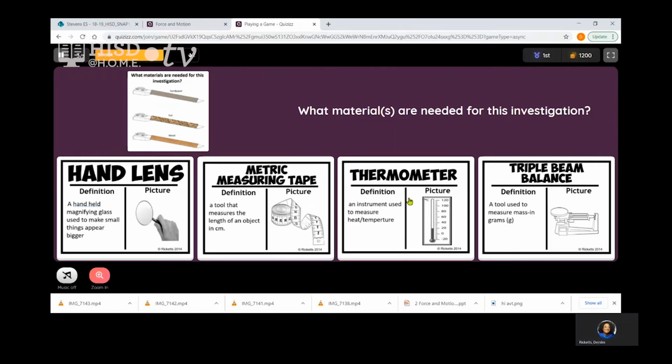A thermometer? No, that's temperature, that's heat. So it wouldn't be that. A triple beam balance, that measures mass. So it has to be the metric measuring tape because of the length. It measures length.